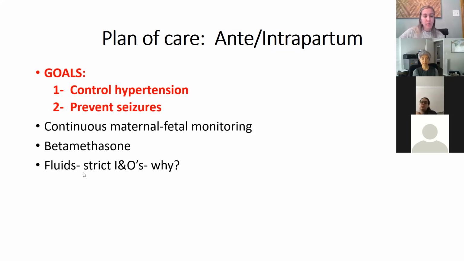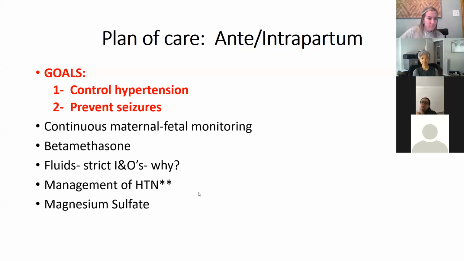And then fluids, we talked about those strict I's and O's, right? And I don't think I need to ask you guys again why, right? But you understand, even if mom is allowed to have a general diet, we should still be monitoring how much fluid she is taking in and how much she is putting out, just to make sure we're not seeing a decrease in our kidney function. We talked about management of hypertension as well. We looked at that algorithm. And then with our MAG sulfate.